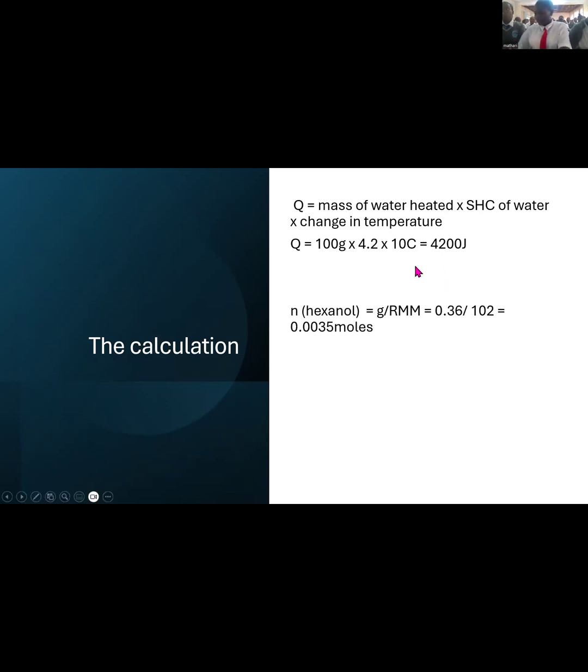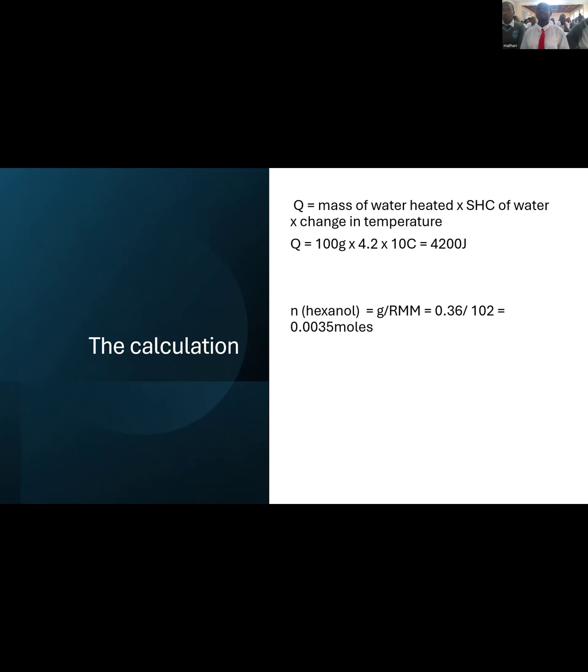Then we work out the number of moles. The number of moles of something which is weighed out is grams over RMM. It told us it was 0.36. And if you work it out for hexanol, it's 102. That gives us 0.0035 approximately. If you're doing a calculation like this, do not approximate. Don't take it off your calculator and put it back on again, approximated. Keep the unapproximated number.